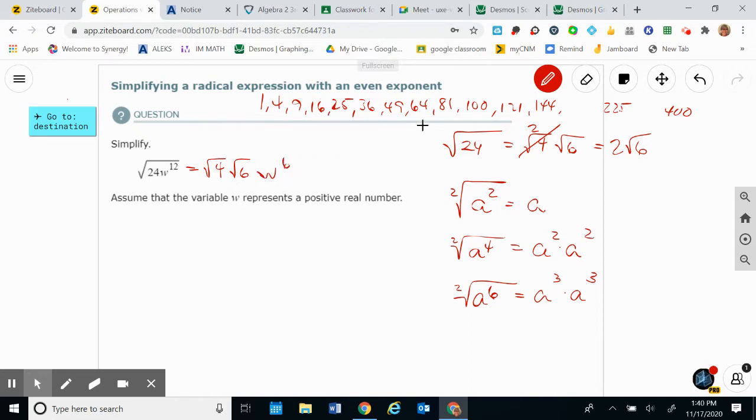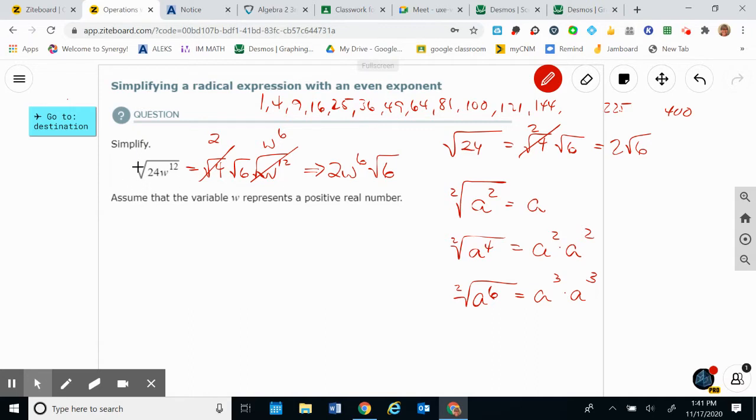Or actually, no, let's not do that. Let's not jump. Let's do this: the square root of w to the 12th. I cross it off, and I'm going to write w to the 6th. This is 2. So the answer is 2w to the 6th times the square root of 6.